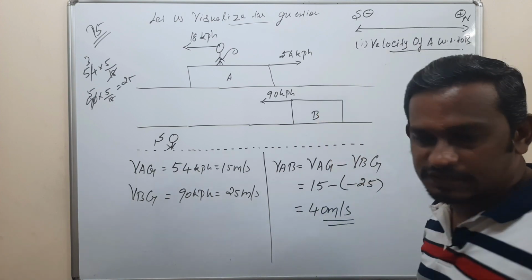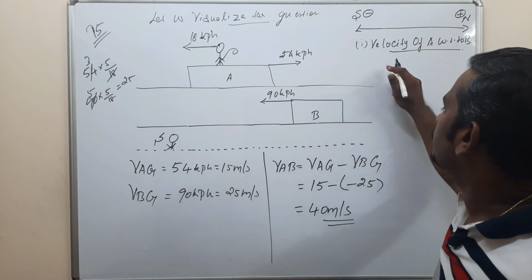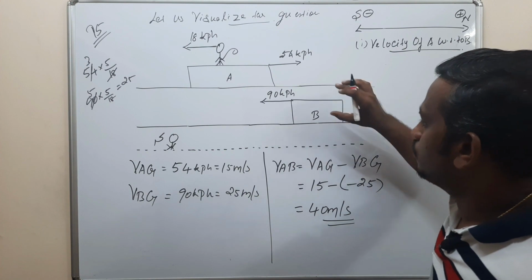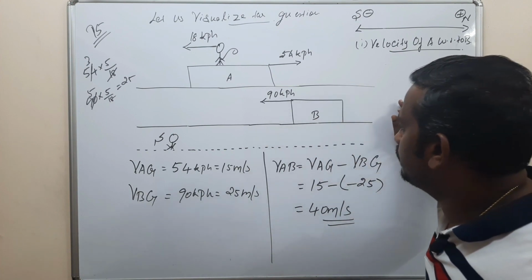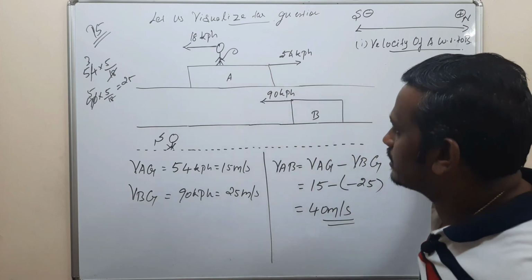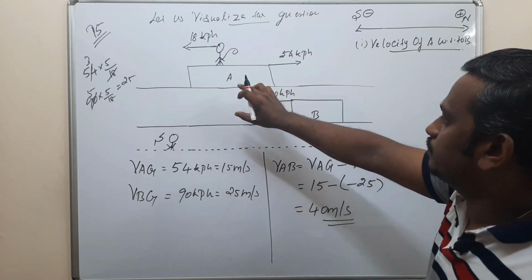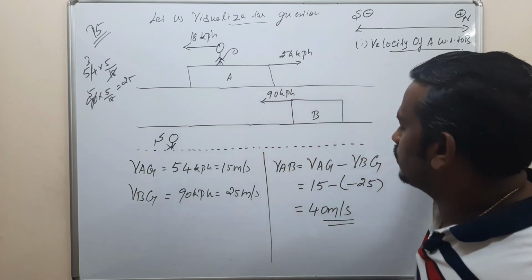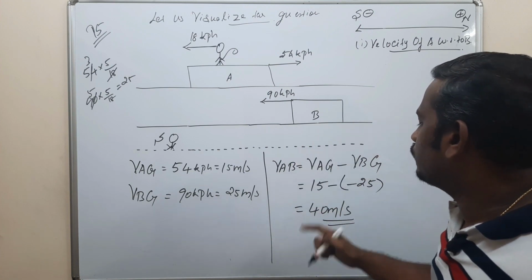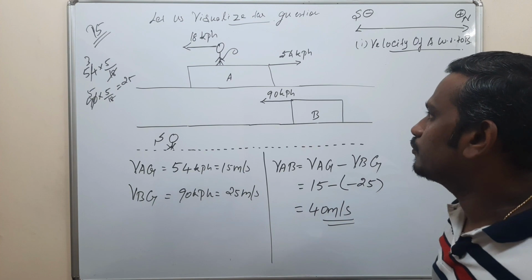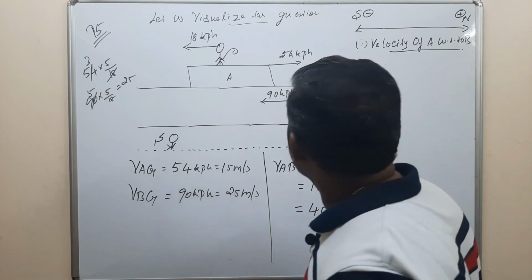So what is the meaning of the velocity of A with respect to B? An observer is sitting in train B and watching train A. So what does he feel? He feels that train A is moving towards north, which is positive, at the speed of 40 meter per second. Next.